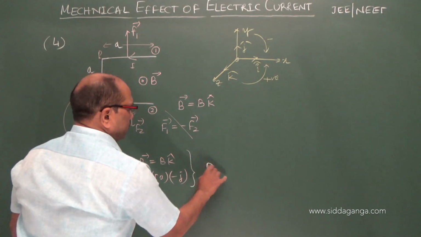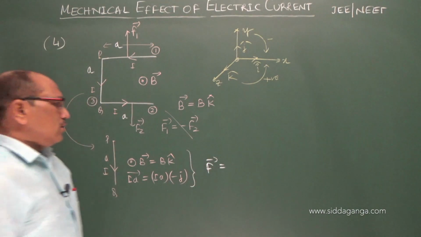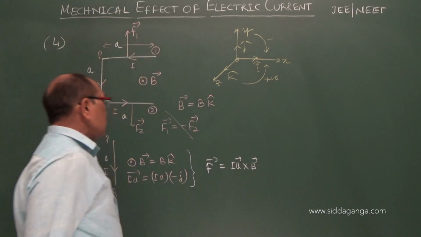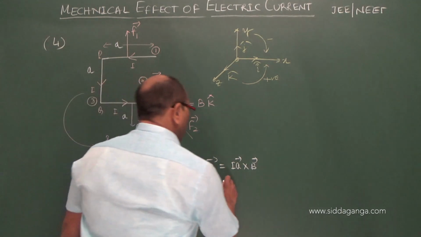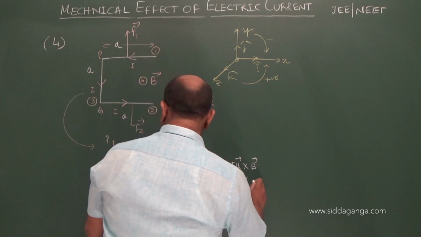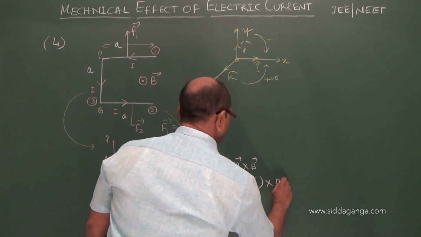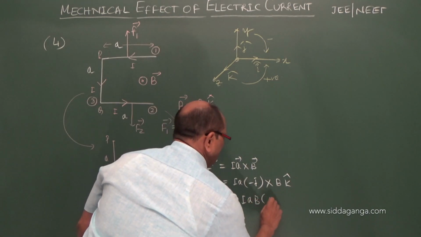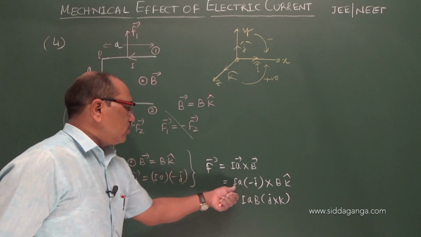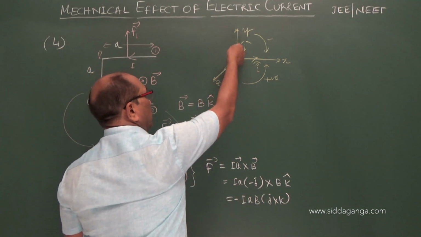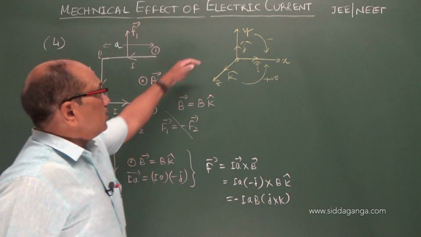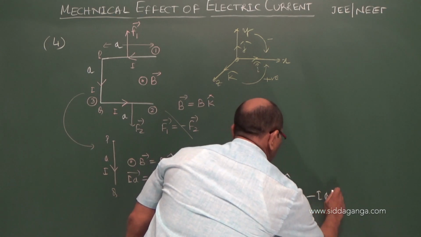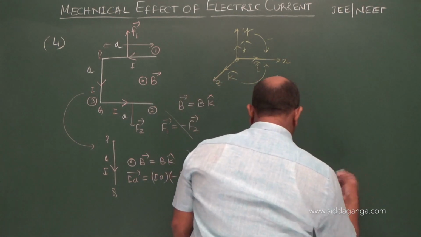What is the magnetic force on this? That is IA cross B, here with length A instead of L. So IA into minus J cross BK gives minus IAB into J cross K. The minus you can bring out. J cross K is anti-clockwise, so J cross K is I. Therefore it becomes minus IAB of I.